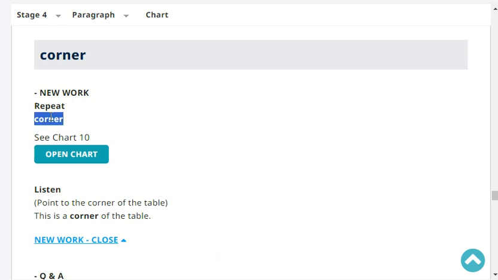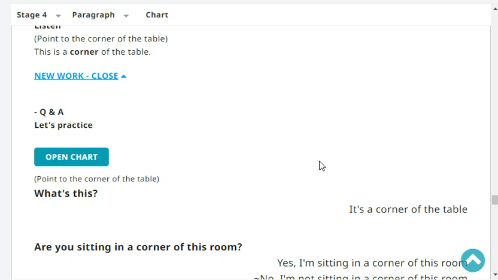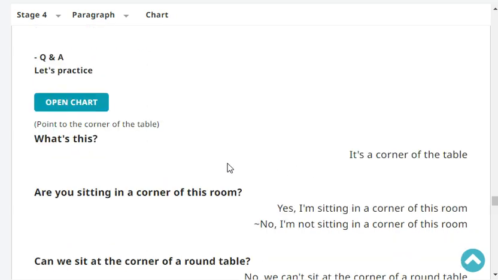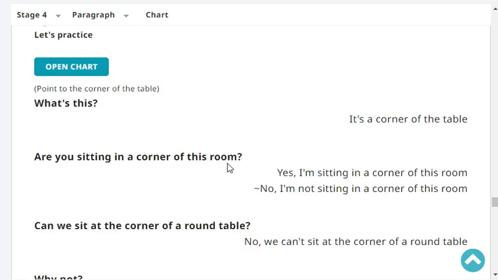Very good. Okay, listen. This is a corner of the table. Let's practice. What's this? It's a corner of the table. Are you sitting in a corner of your room? No, I'm not sitting in a corner of this room.